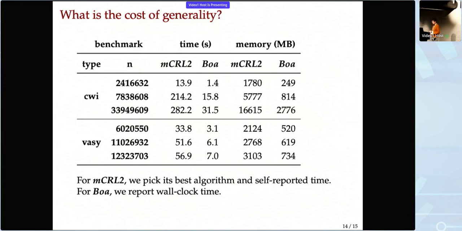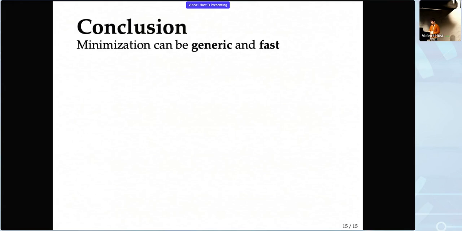Yeah, so mCRL2 has many algorithms implemented, but in each case we compare with the one that was the fastest on that benchmark, and I think it was the same on all benchmarks except one or something like that. So to conclude, I claim that minimization can be generic and fast.